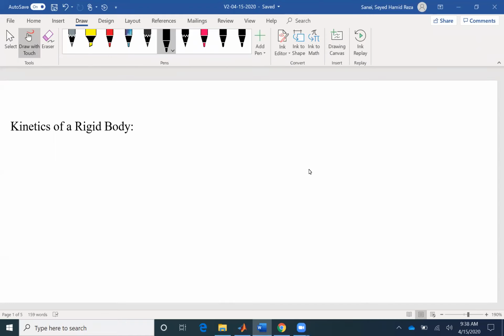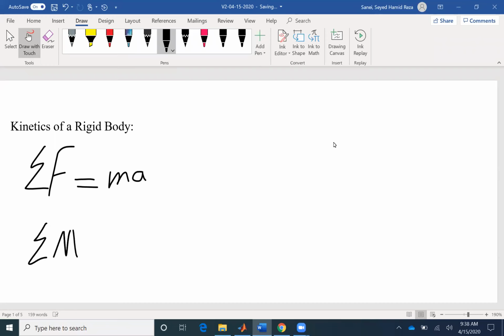Hello everyone. Today we are going to talk about kinetics of a rigid body. Kinetics deals with the forces that cause the motion. We talked about kinetics of a particle, and the equation that we used for kinetics of a particle was summation of forces equals ma. But today, because we are talking about a rigid body, the rotation is also important. And what is causing the rotation? The moment. So the second equation that we need to write for a rigid body is summation of moment equals I alpha.